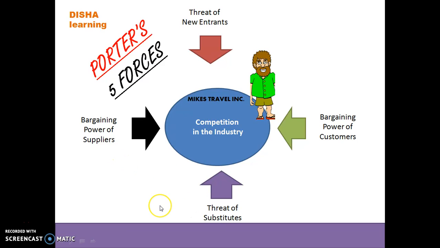Now the threat of substitutes. Threat of substitutes means, is there something else in some other industry which could fulfill the same need? For example, if somebody watches a video or goes for a movie or sees a documentary about the same area, is that good enough? No. So the threat of substitutes is pretty low. There are not many substitutes in the industry.